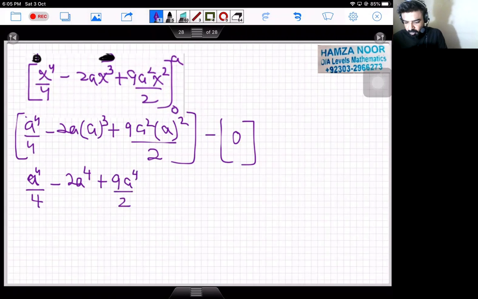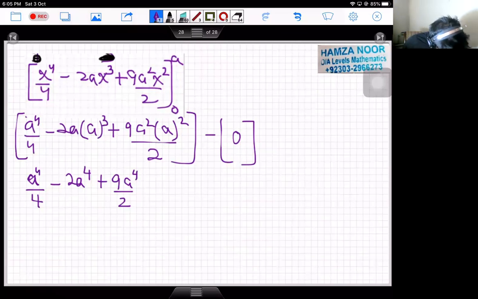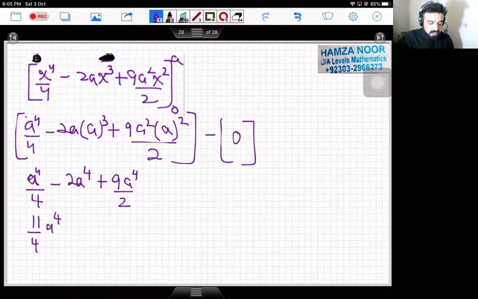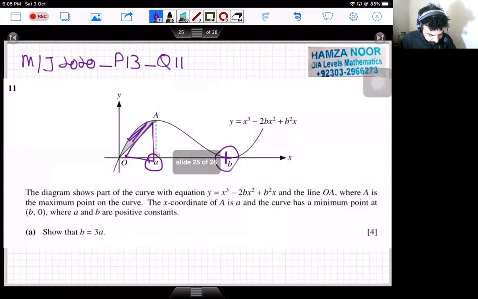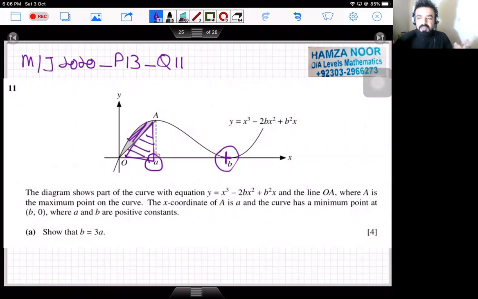So 1 over 4 minus 2 plus 9 over 2. How much is this? 11 over 4. 11 over 4 a raised to the power 4. This is the area in terms of a under the curve. Okay, but now we need to subtract the area of this triangle from this. How do I find the area of this triangle?